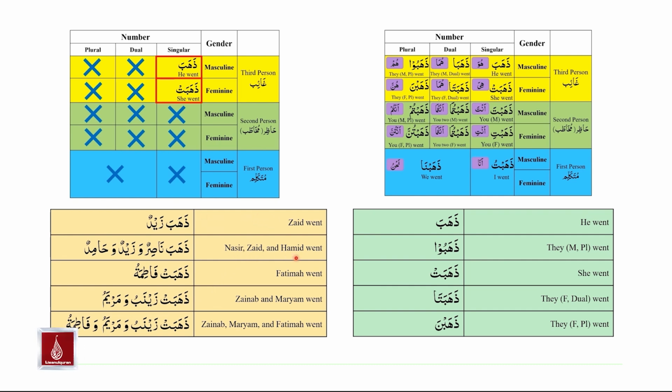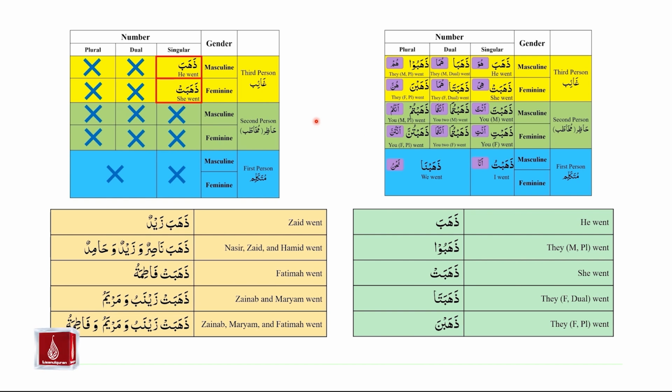Nasir, Zaid and Hamid went. Zahaba Nasirun wa Zaidun wa Hamidun. Fatima went, Zahabat Fatimatu. Zainab and Maryam went, Zahabat Zainabu wa Maryamu. Zainab, Maryam and Fatima went, Zahabat Zainabu wa Maryamu wa Fatimatu. To summarize, if the fa'il is a personal pronoun, then we have 14 options to make our Jumla Fi'liya.